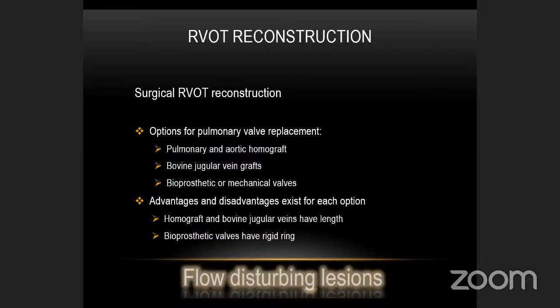Advantages and disadvantages exist for each option. The homograft and bovine jugular veins have length, so they can be used to span long gaps between the right ventricle and the branch pulmonary arteries. The bioprosthetic valves have rigid rings, which provide a stable landing zone for transcatheter valves.